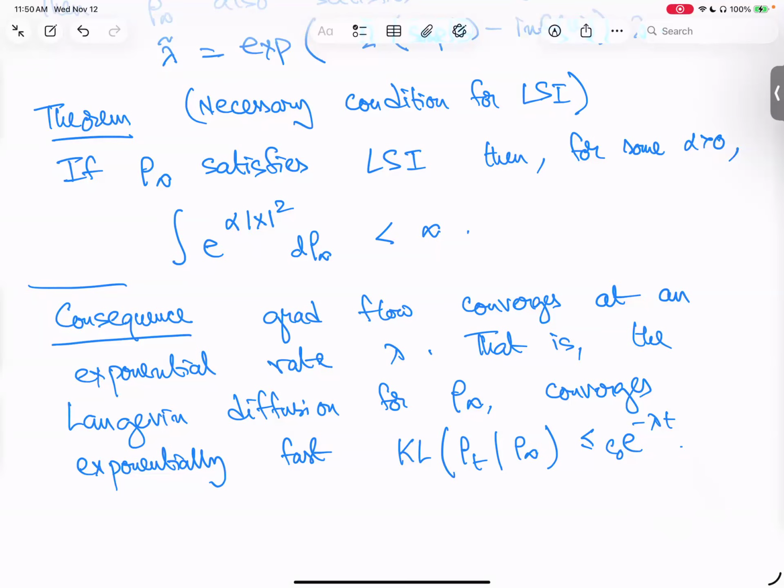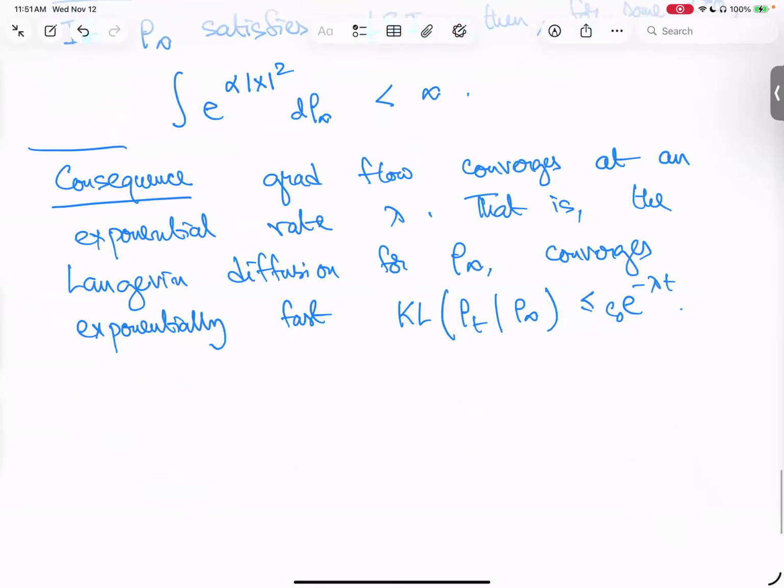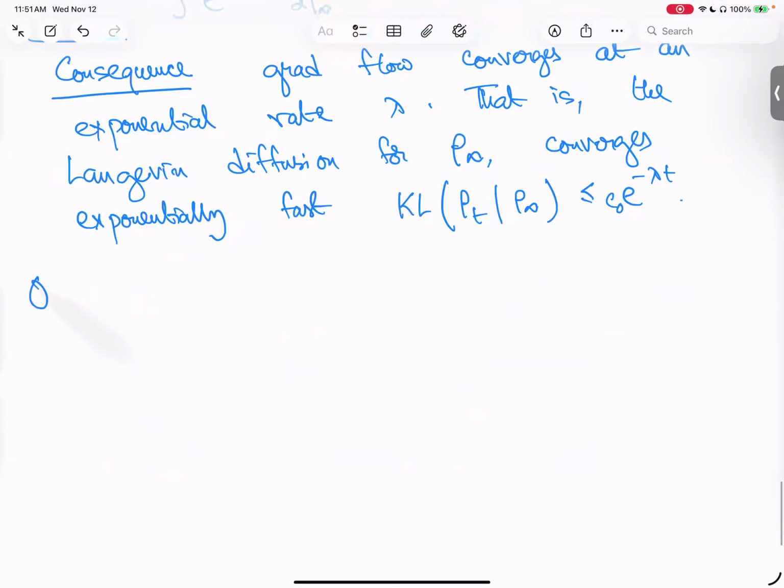Good. The second question that you can ask is that, okay, I can measure the distance between rho t and rho infinity in Kullback-Leibler, but I can also measure the distance in W2. So the question is: is the W2 distance between rho t and rho infinity converging exponentially fast?